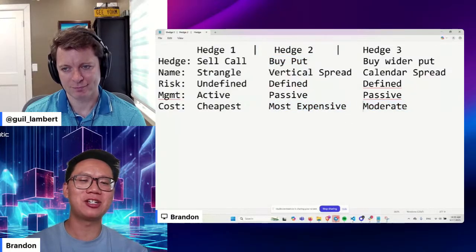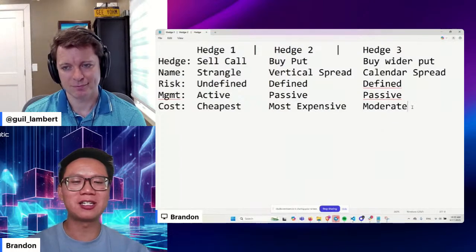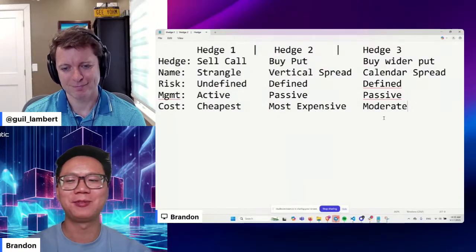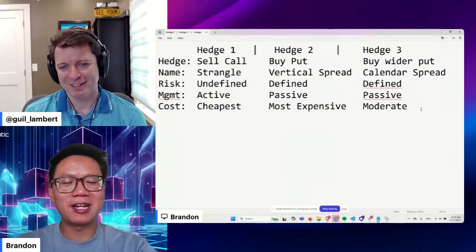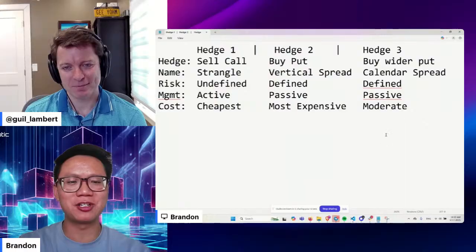The last strategy that we showed was kind of an in-between strategy where the cost is somewhere in between hedge number one and hedge number two. So a good happy medium here. Do you have anything to add to summarize and help our viewers remember the three hedges you showed here, or any bigger principles you want them to take away?